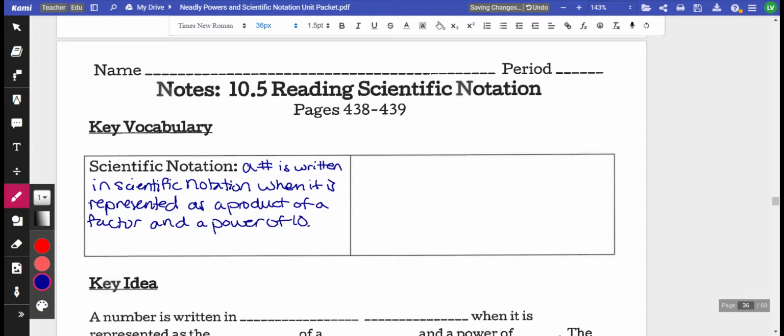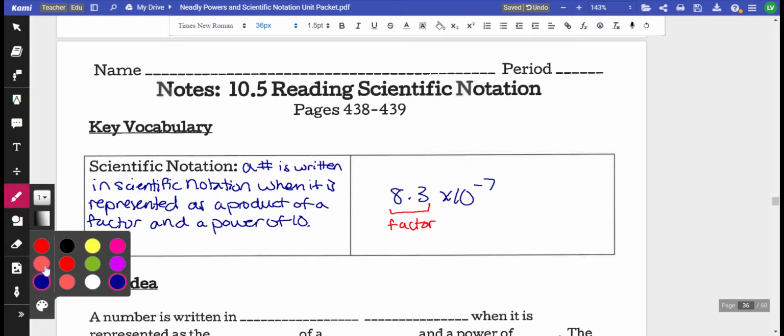So, for example, we have 8 and 3/10 times 10 to the negative 7th power. So 8 and 3/10, that is our factor. Ten to the negative 7th is our power of 10.